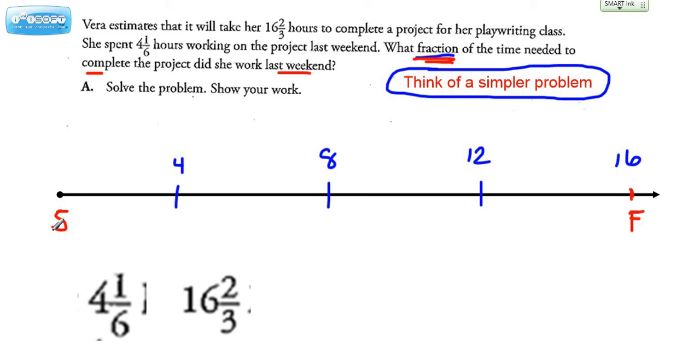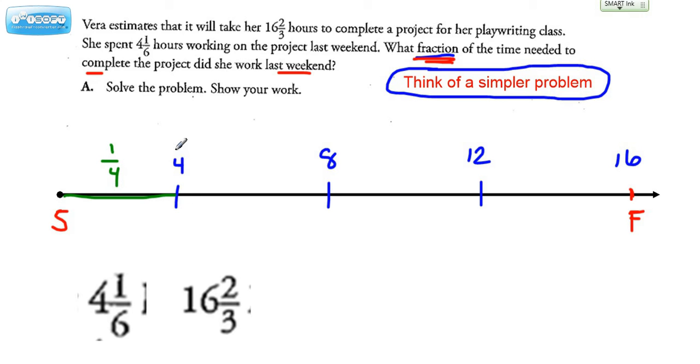So she starts the project, and then she spends all these hours, and then finally she finishes. Now, to use this strategy, think of a simpler problem. We're just going to round numbers to being compatible. So if we round this to 16 for compatibility purposes, and round this to 4 for compatibility purposes, and kind of map it out and look at what fraction this is, you can visually see that that's 1/4.